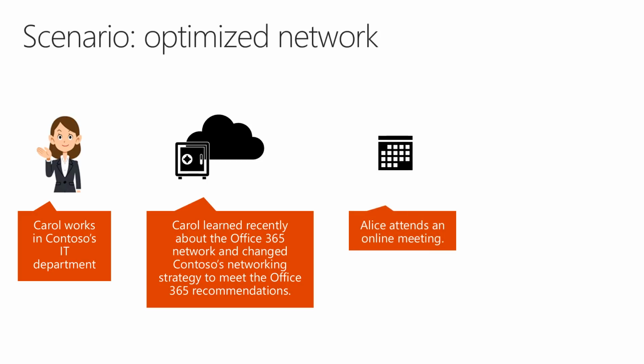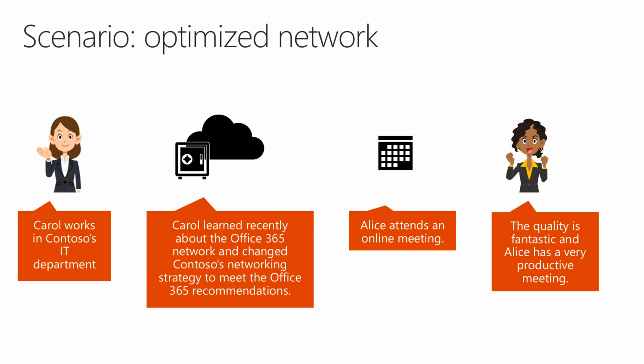They are implementing all of that, and now Alice again attends an online meeting. And because now the network is optimized for Office 365 and for Teams, the quality is fantastic. Alice has a really productive meeting, she sees everyone, she hears everything, and she can do her work much, much better and is a much happier end user.